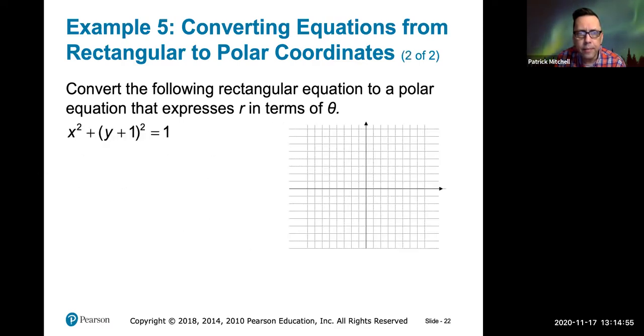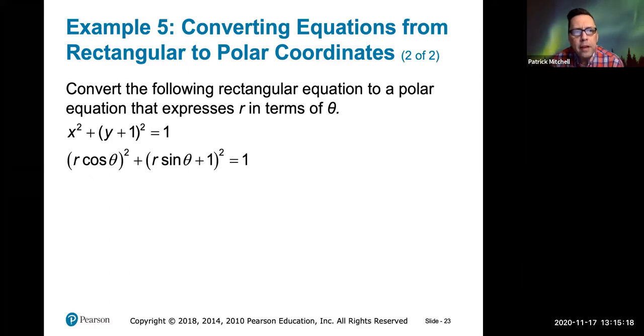All right. So I believe this is an example actually. Convert the following rectangular equation to a polar equation that expresses r in terms of theta. The equation is x squared plus (y plus 1) squared equals 1. That is the equation of a circle, right?